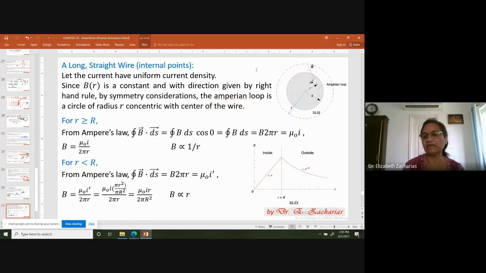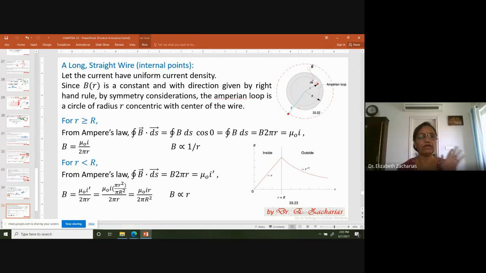Now let us try the magnetic field because of a long straight wire. Again, it's a long straight wire, but this time the wire is going to have a definite radius. In the first case, it was a thin wire. We didn't bother about inside the wire. Here it is a slightly thicker wire. The radius of the wire is R. Okay. And now you are interested in finding out the magnetic field at a point inside and then at a point outside.